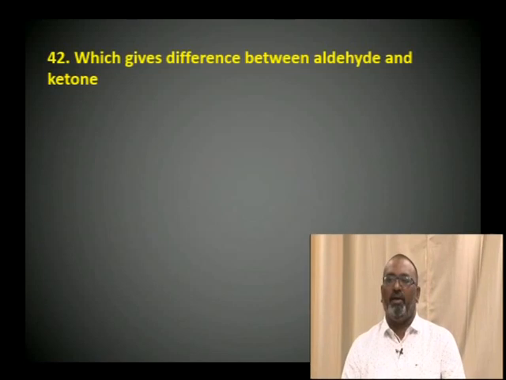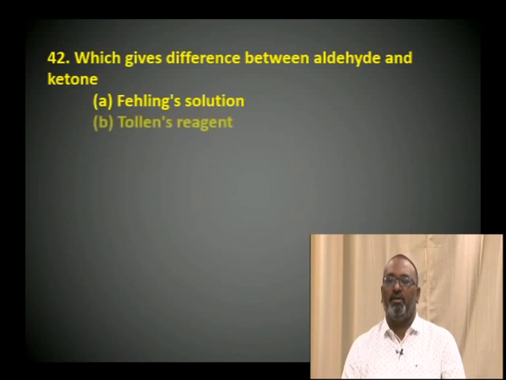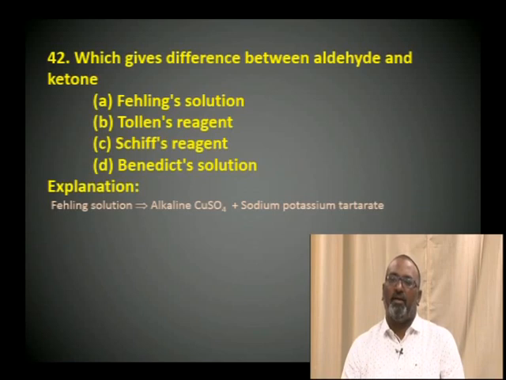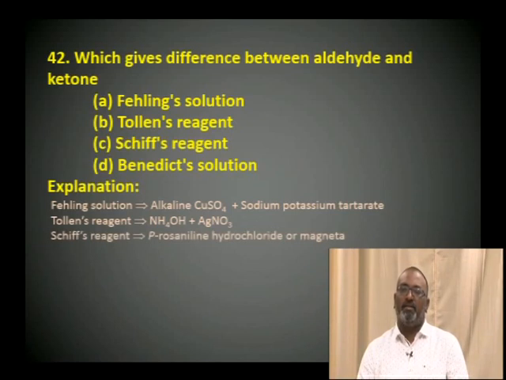Which gives differences between aldehyde and ketone? Fehling's solution, Tollens reagent, Schiff's reagent, Benedict's solution. Fehling's solution is a mixture of alkaline copper sulfate and sodium potassium tartrate. Tollens reagent is a mixture of ammonium hydroxide and silver nitrate. Schiff's reagent is para-rosaniline hydrochloride, also called magenta. Benedict's solution is alkaline copper sulfate and citrate ions.